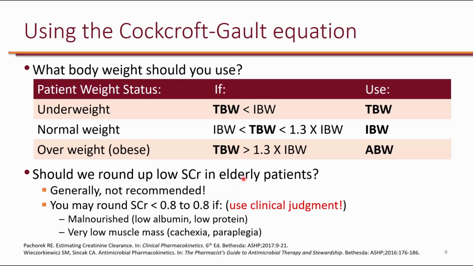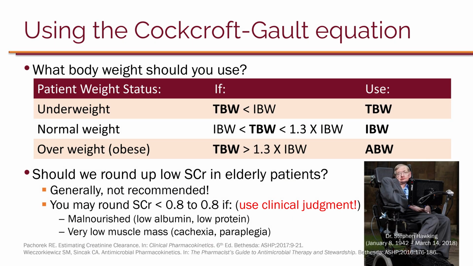Now, there are situations that you may need to round. In the literature, it's recommended to round to 0.8. So if serum creatinine is less than 0.8, round it to 0.8. Not necessarily for elderly, but for malnourished, because serum creatinine comes from muscle. So if someone has low albumin or low protein, that could be an indicator of malnutrition. Or someone who just happens to have very low muscle mass, or someone who's paraplegic. For those patients, you may round serum creatinine of less than 0.8 to 0.8, but still use your clinical judgment.